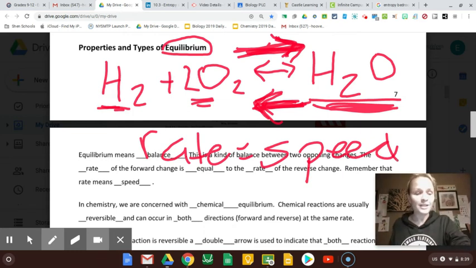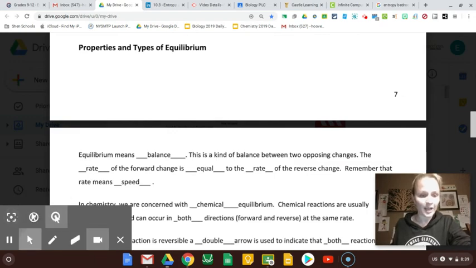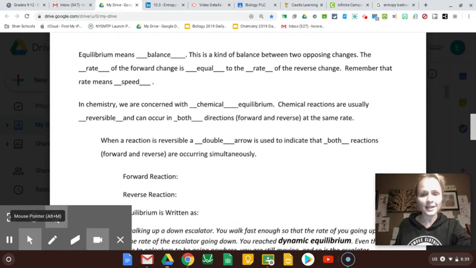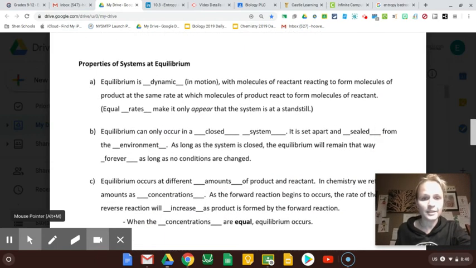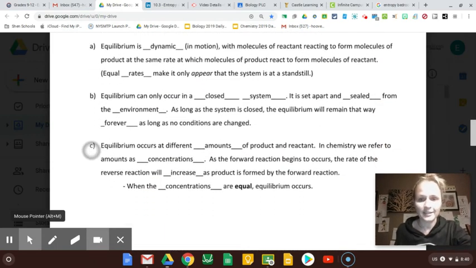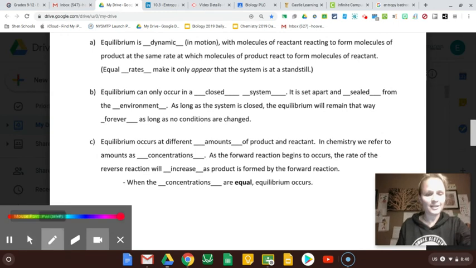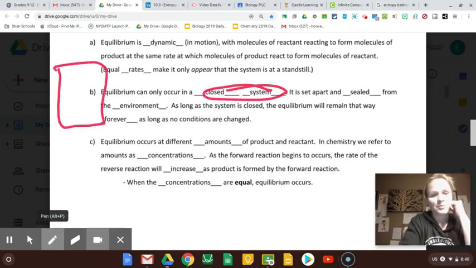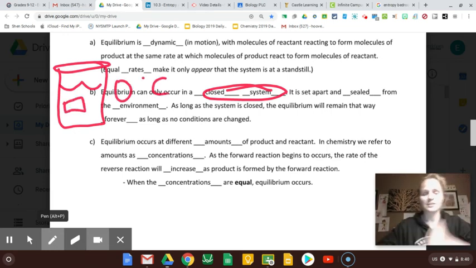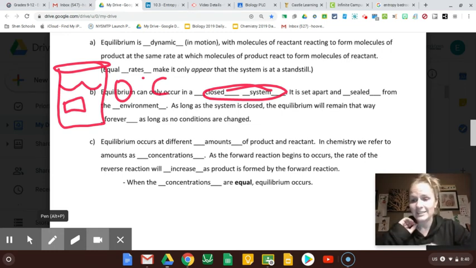So equilibrium is two opposite reactions happening at the same time. There's the forward one and the backward one. They're dynamic. One thing they like you to know is that it has to happen in a closed system. So if you made a big beaker of water and ice and you kept it at exactly 0 degrees Celsius, it would stay that way forever because it's at the exact point when ice would melt into water.